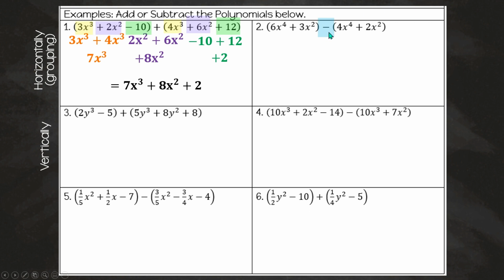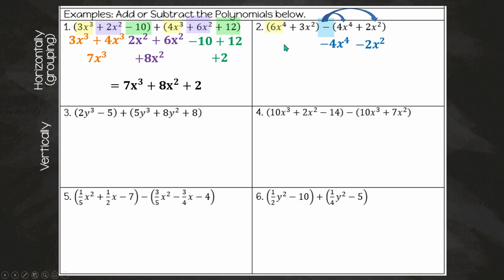Okay, this second example, I am subtracting. So I need to distribute the negative first. So my positive 4x to the fourth is now going to be a negative 4x to the fourth. And my positive 2x squared is now going to be a negative 2x squared.